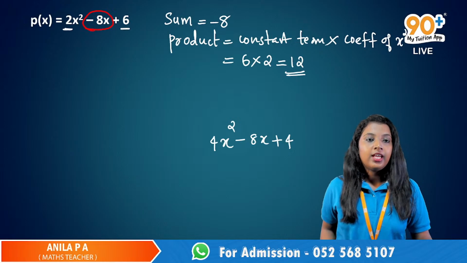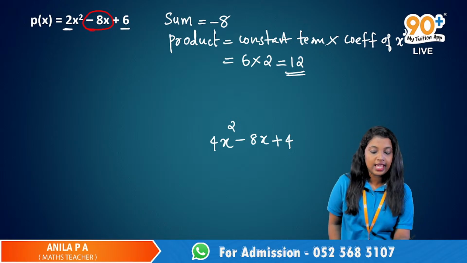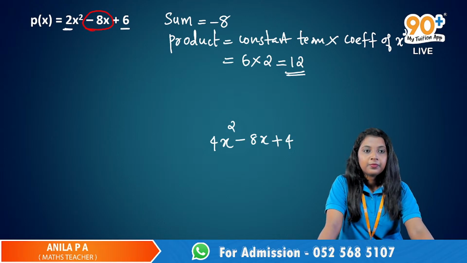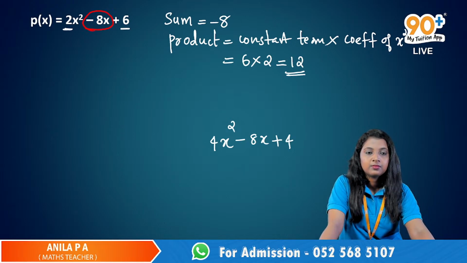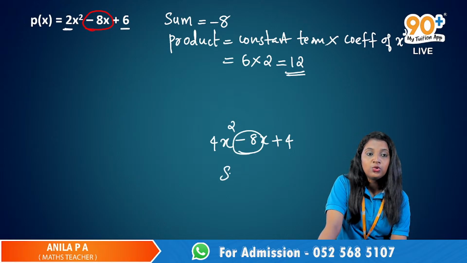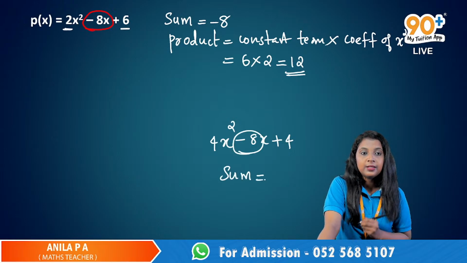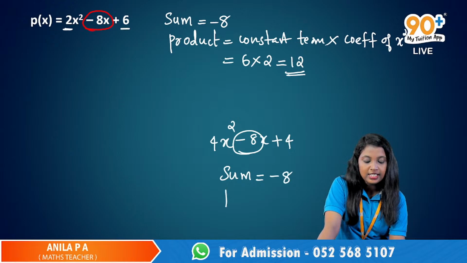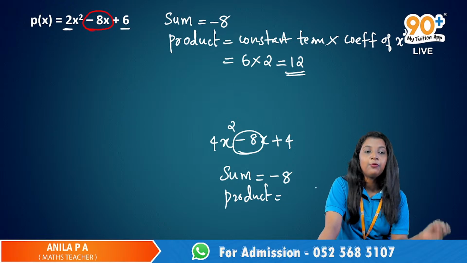Can you please unmute Rihan? Here in this case, I have to split the middle term. Which is the middle term here? Negative 8x is the middle term. So I have to find two numbers such that their sum is minus 8 and product is 16. Yeah, 4 into 4, 16.